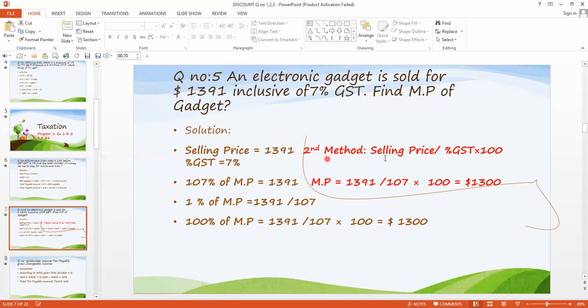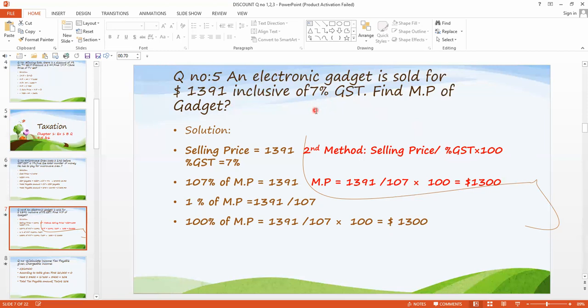Now we come to the second method. It is again very much easier. We used this formula method in class 7 also, so again we have to use it here. The formula is selling price over percentage, multiplied by 100. What is the selling price? 1391, divided by the percentage, which is 7.